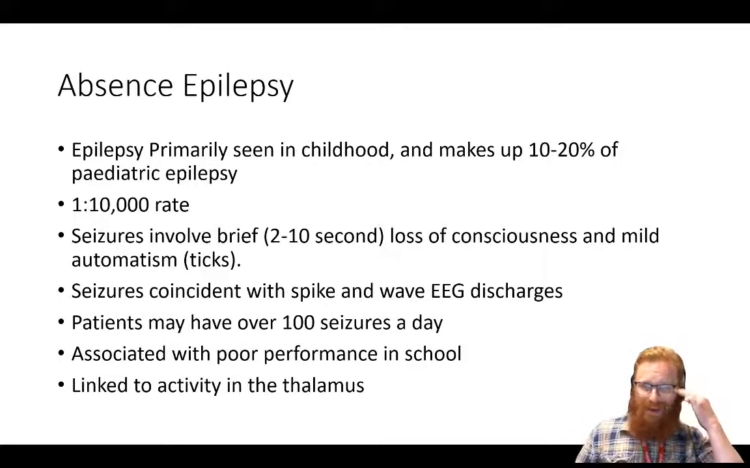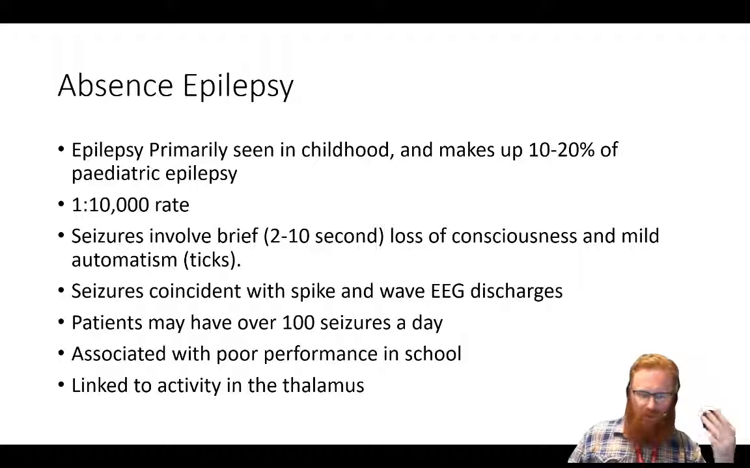So we've already learned about absence epilepsy, right? It is this epilepsy disorder that involves brief loss of consciousness, and its hallmark is these spike and wave seizures, or these spike and wave EEG discharges. It's linked to something going wrong in the thalamus, but we know that the fundamental problem is something in the cortex, and something that I may not have mentioned earlier is that it's one of the most common pediatric epilepsies.